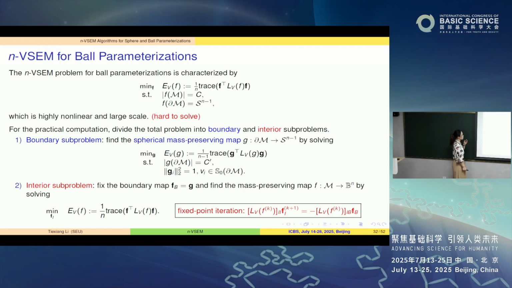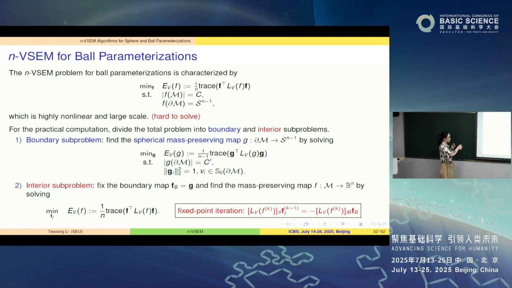Then another sub-problem is the interior sub-problem. If we have solved the boundary, we can fix these boundary points to solve the interior points. When we fix the boundary map, we want to find the mass preserving map F such that we can minimize this structure energy. When we solve this problem, we can use the fixed point iteration.